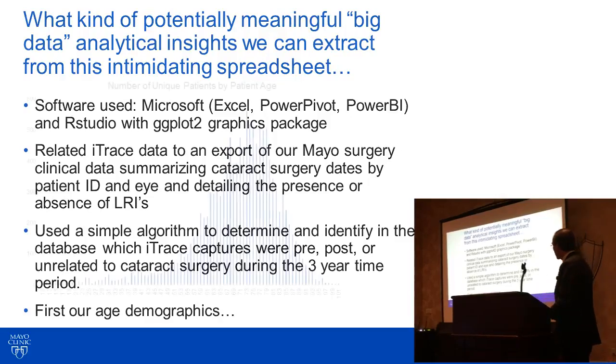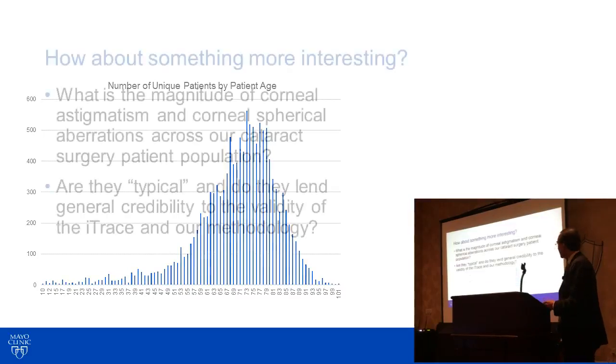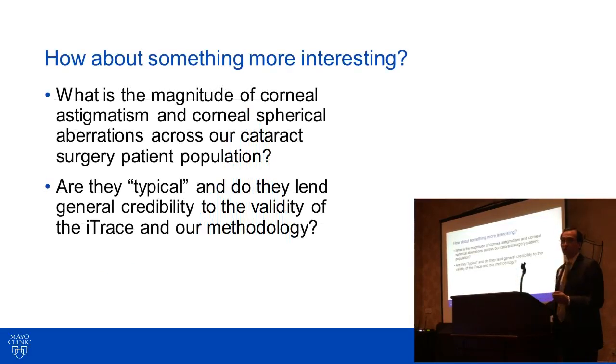So big picture, what do we have? The demographics: here's patient age, number of patients. So we have a high N here. If you look at the age parameters of this patient population that we have iTrace measurements on, it's predominantly, in the United States, a Medicare cataract surgery patient, with other adult patients and very few younger patients. Well, how about something more interesting?